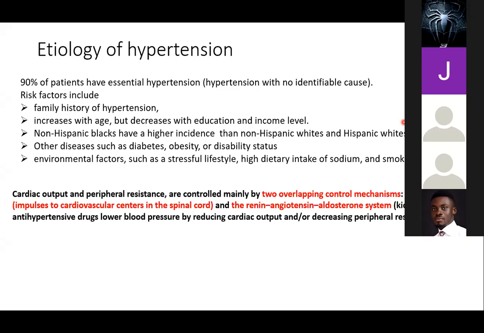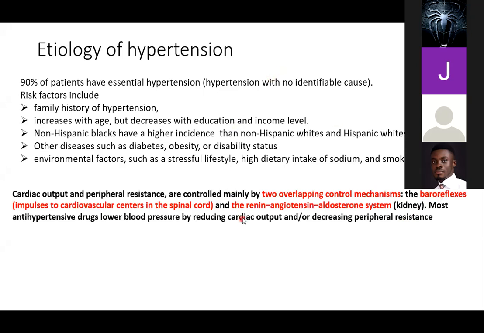So we have the baroreflexes playing a key role, and we have the renin angiotensin aldosterone system. This kind of system is located in our kidney, okay? And most antihypertensive drugs, which lower blood pressure, have been designed to target cardiac output and also decreasing peripheral resistance. So please, under normal circumstance where we have low blood pressure, we have the baroreflexes and the renin angiotensin aldosterone system trying to play a role to raise your blood pressure, okay? However, when the blood pressure is too high, that's where we employ antihypertensive drugs to come in to lower the blood pressure. I hope it's clear.